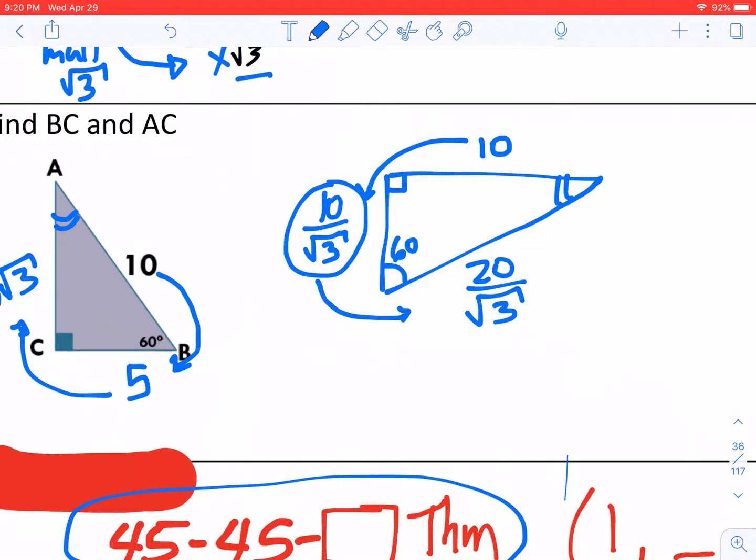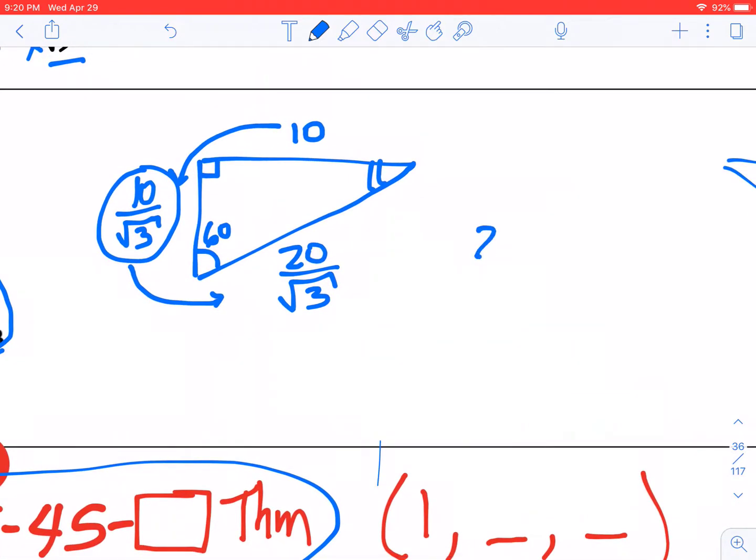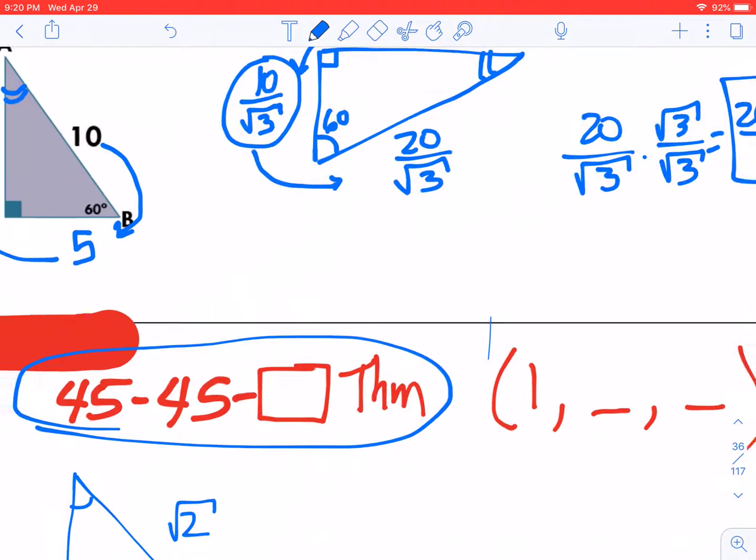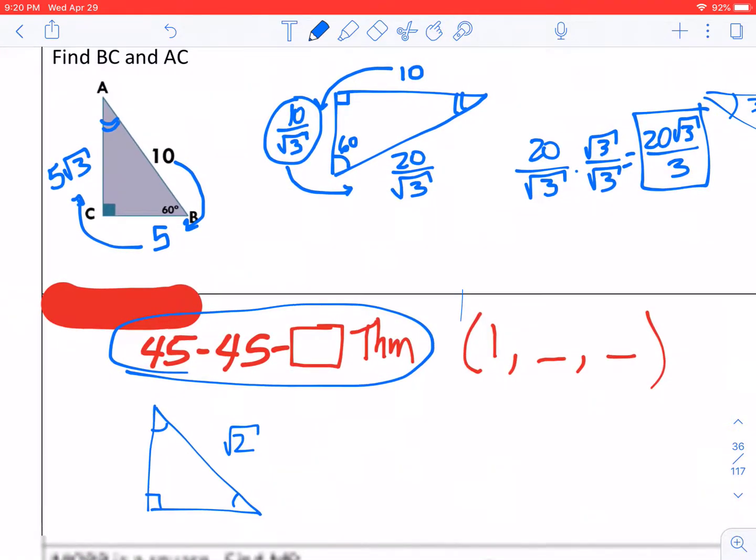All right? And then again, if you want to simplify either one of those, take 20 over radical 3, multiply by radical 3 over radical 3, and you get 20 radical 3 over 3. All right? That's the tougher of the two special.